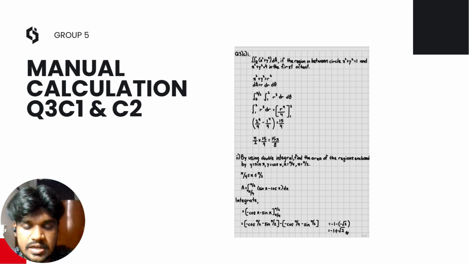So after we integrate, it gives minus cos x minus sin x. So these are the limits after we integrate. We just replace it with the x. So the result will be negative 1 minus bracket negative square root 2. We can simplify it, so it will become negative 1 plus square root 2.